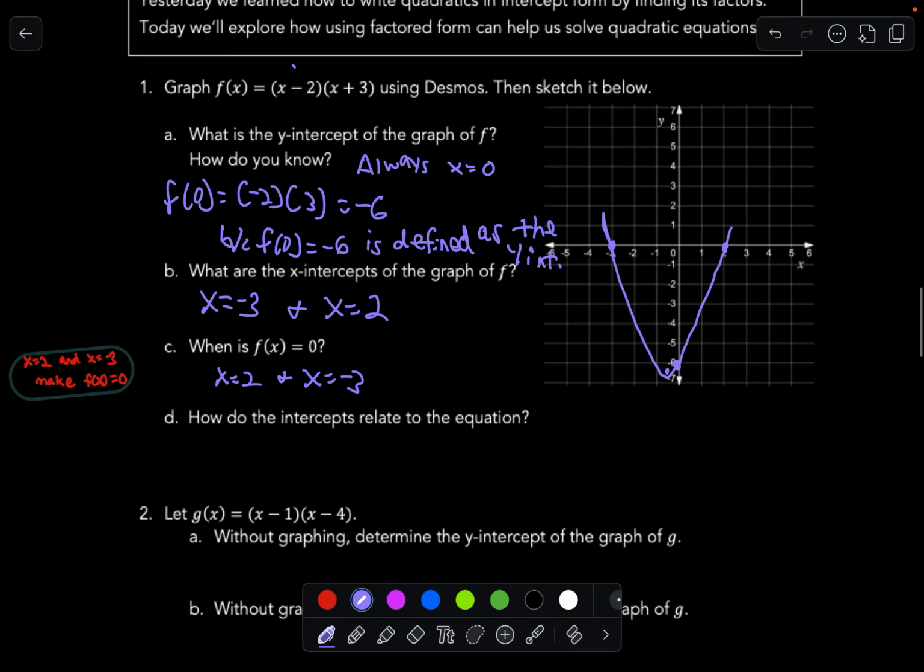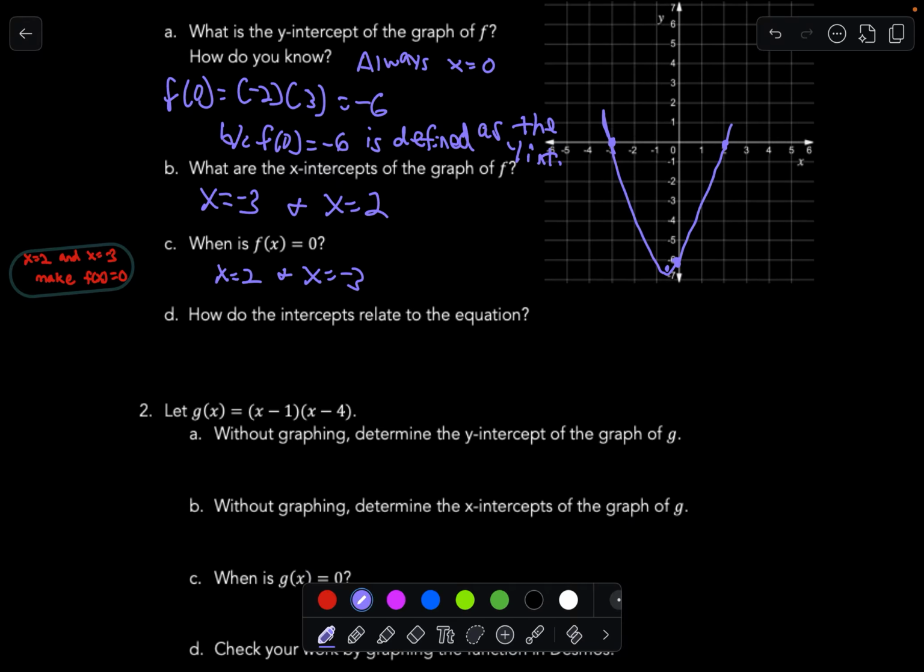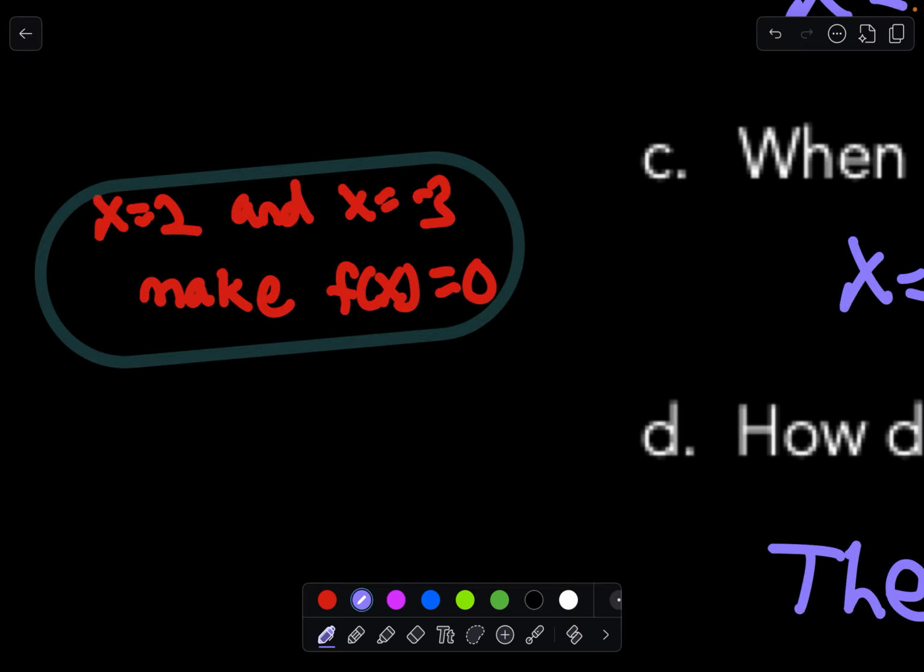So there you go. How do the intercepts relate to the equation? The x-intercepts, that is x equals 2 and x equals negative 3, make f of x equal to 0. And that is exactly what is said there.